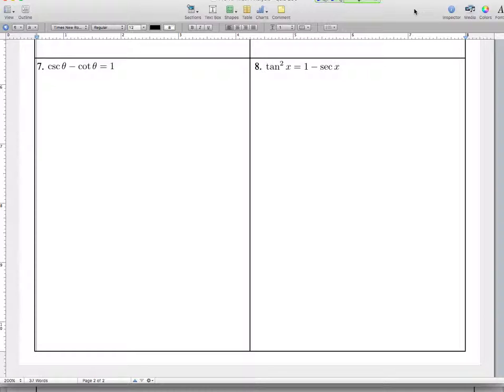Number 7. Cosecant minus cotangent equals 1. First question I ask myself: do I have like terms? The answer is no. So what do I do?